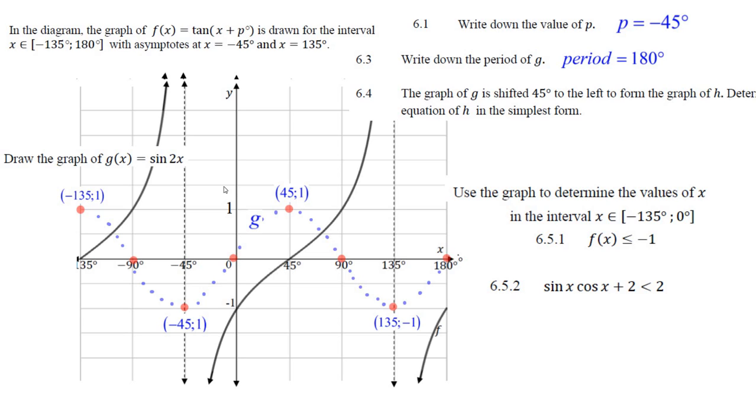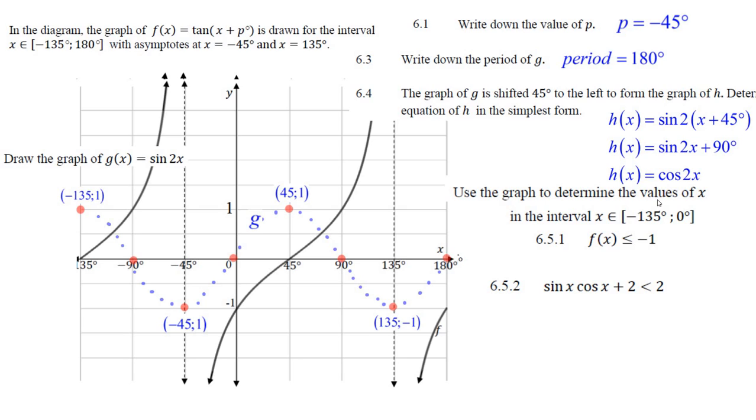So the graph of g is shifted 45 degrees to the left to form the graph of h. So what if we took this graph of g and we moved it 45 degrees, not to the right like tangent went, but 45 degrees to the left? Well, that's what you do: you add 45 degrees, but you've got to remember to do it in the brackets. So you go 2 times (x plus 45 degrees). Well, you multiply this out, it's really 2x plus 90 degrees. But if you change sine of 2x plus 90 degrees, you have to know that it turns into cosine. And that's the answer. So it's h of x equals the cosine of 2x.